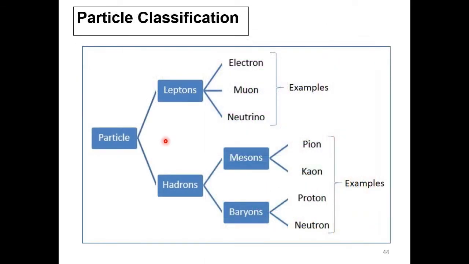This is the simple particle classification. For particles, we have two types, leptons and hadrons. Leptons have three types, electron, muon, and neutrino, while hadrons have two types, mesons and baryons. Mesons have two types, pion and kaon, whereas for baryons we have proton and neutron. These are examples of hadrons.